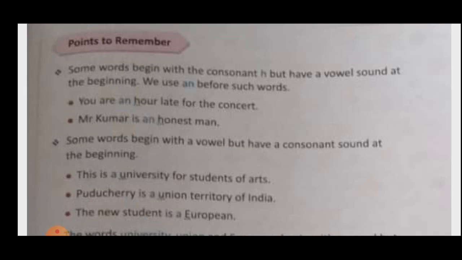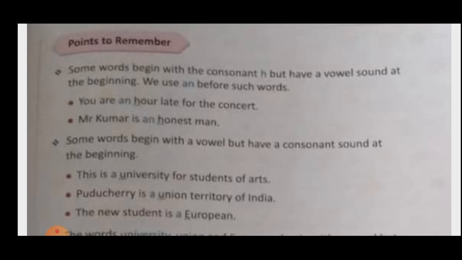For example, you are an hour late for the concert. We do not pronounce it "hour" with an H; we pronounce it "our". So it starts with a vowel sound, and for that we will use an as the article. Next is Mr. Kumar is an honest man. Here H is not pronounced. H is silent and we pronounce it "onest". O is a vowel, that means we will put the article an.